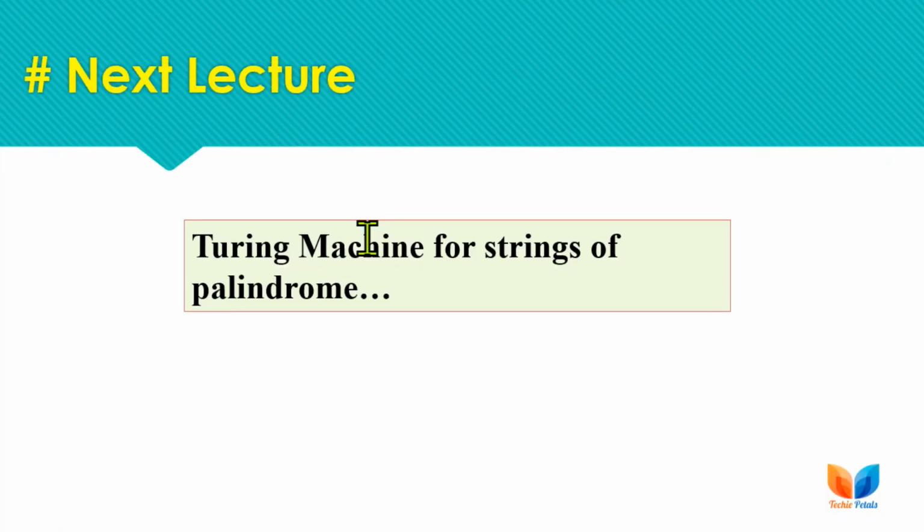So in the next lecture we will be having a Turing machine for the palindrome. How we can check whether a string is a palindrome or not with the help of a Turing machine will be covered in the next lecture. We will be covering both types of palindrome, even as well as odd palindrome.